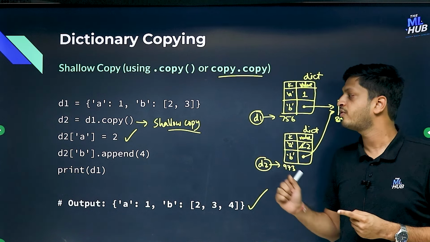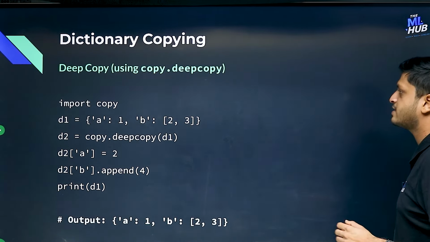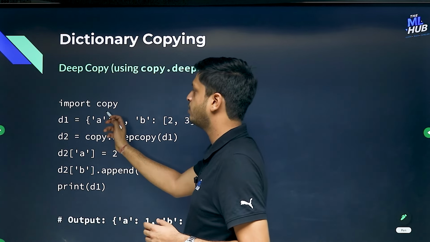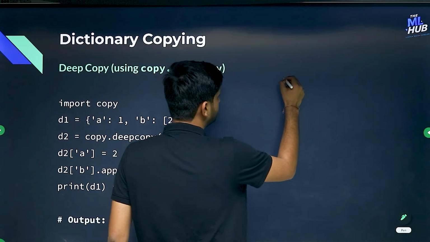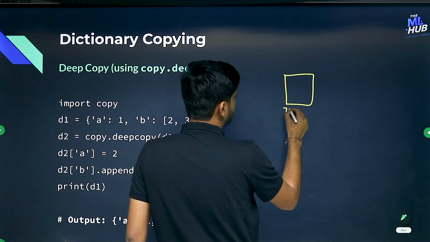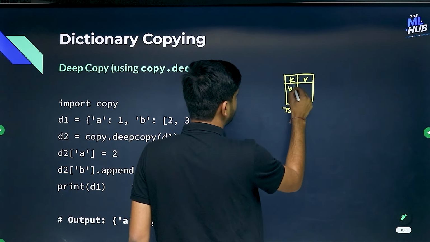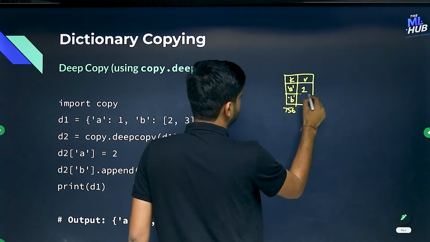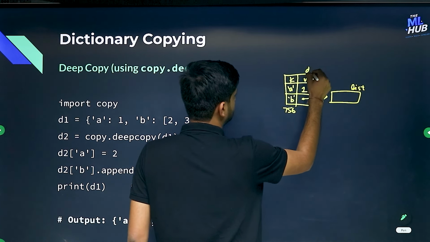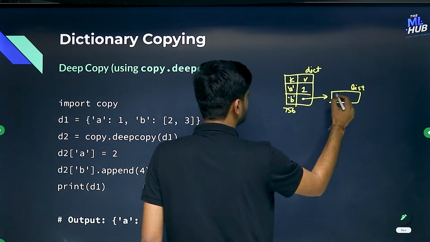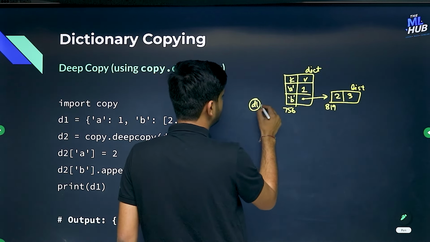So always be mindful, if you want to copy the inner list as well, you have to use the deep copy function that is available in the copy library. Firstly, you will have to import copy. Then you can write copy.deepcopy of d1. So here what will happen? Memory location 756, key and value, string A value 1, string B value is a list containing elements 2 and 3. Let's say at memory location 819, d1 variable is pointing here.